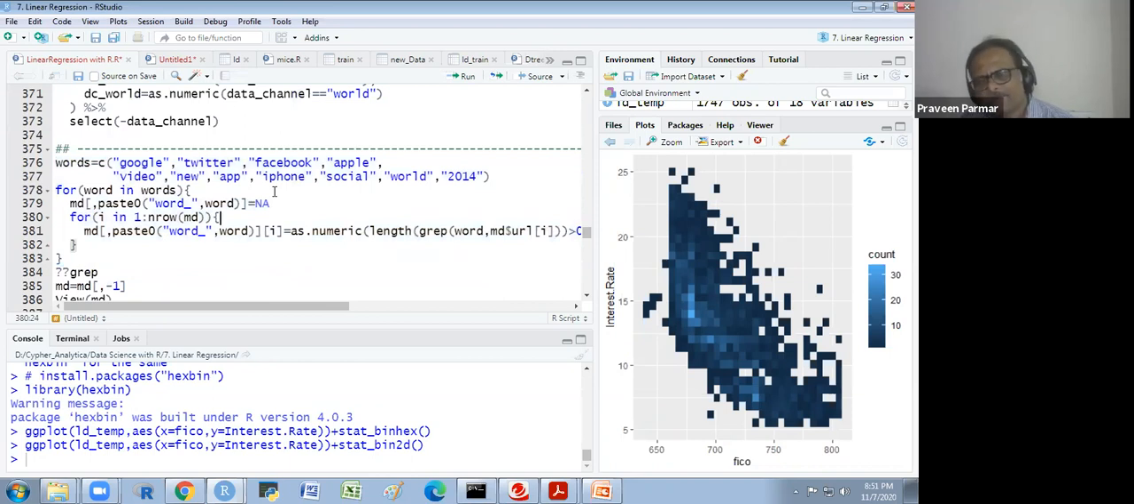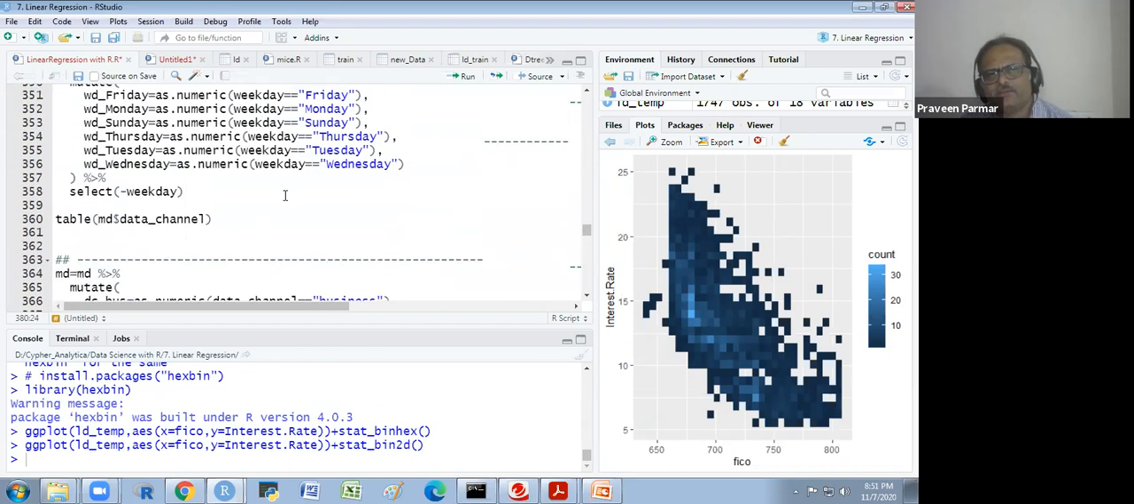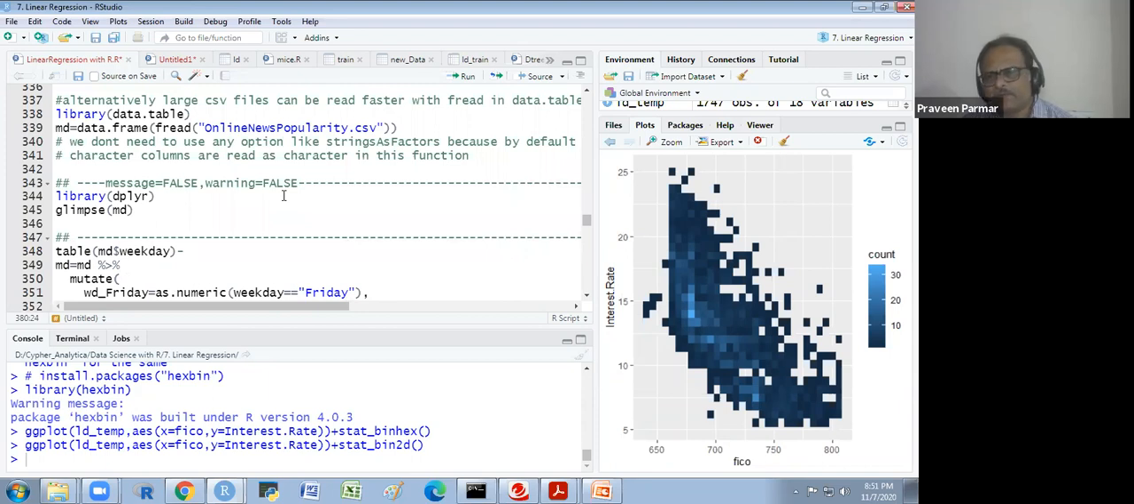So this data set, online popularity.csv, I will send you, and also today's script. This is a complete script, so you have seen how we could do it. And one thing you could also do is remove the outliers from the data, so the performance of the model may increase a little bit.